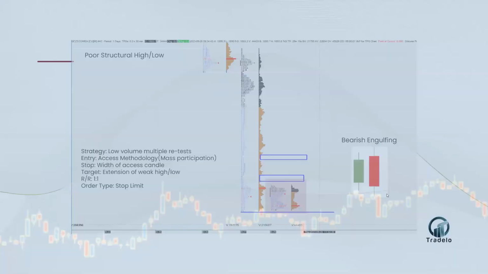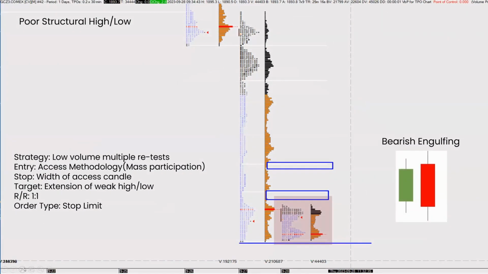Okay, and then the final trade strategy. Some of you will have heard this: poor structural highs and lows. You see this quite often, particularly when the markets die down. They become quite tight and don't move much because no one's interested in trading. Ultimately what we're looking for here is just a resolution of that, for the market to resolve this poor structure.